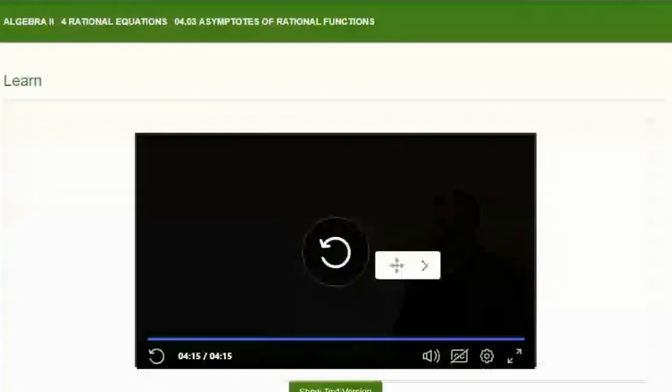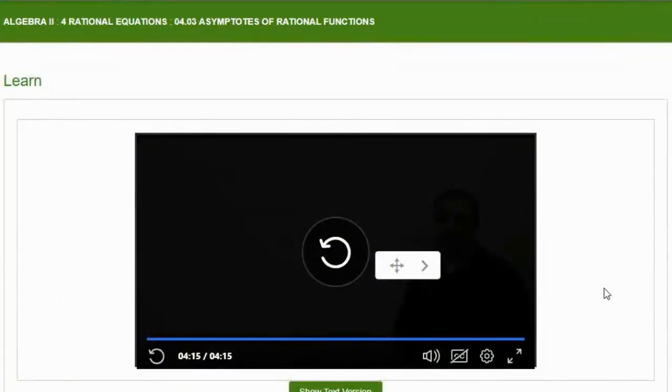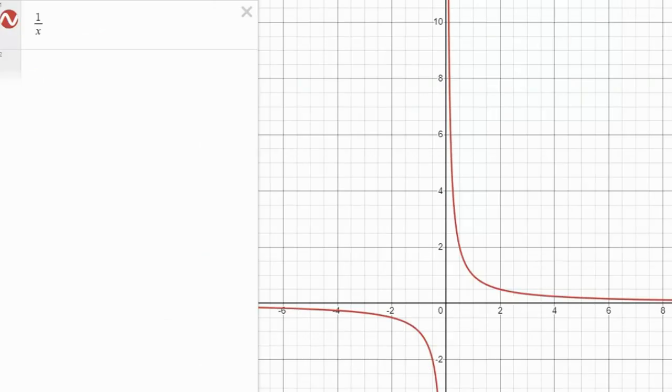He talked about not only the hole and the vertical asymptote, but a horizontal asymptote. Because when we graph this, let's graph that.